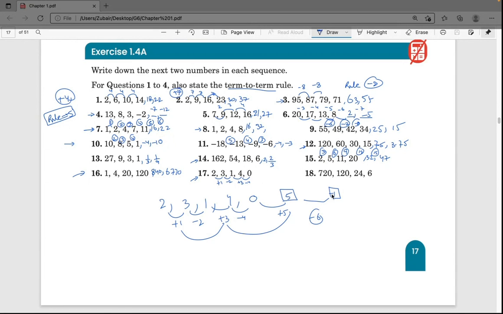Meanwhile, next sequence: 720 and 120. If we divide these two, we get 6. And 120 divided by 6, I'm getting 20, not 24. So let's think different. Divide by 5 and then divide by 4. Then divide by 3 and divide by 2. Do you agree? Yes, sir. So dividing by 6, 5, 4, 3, and 2, we'll get our next numbers.